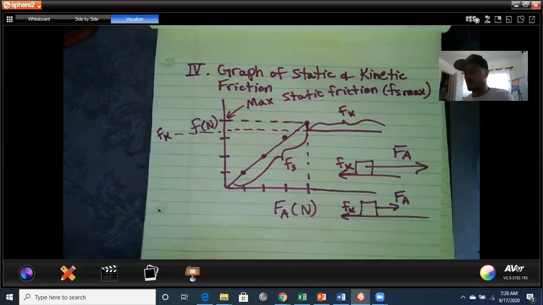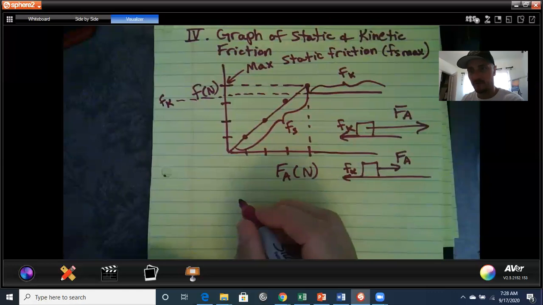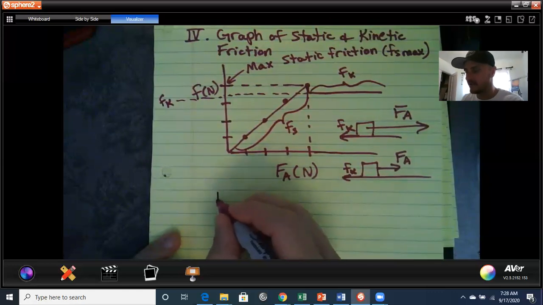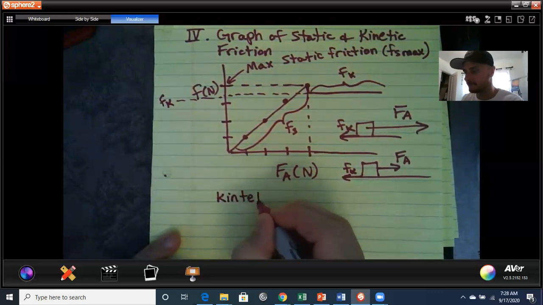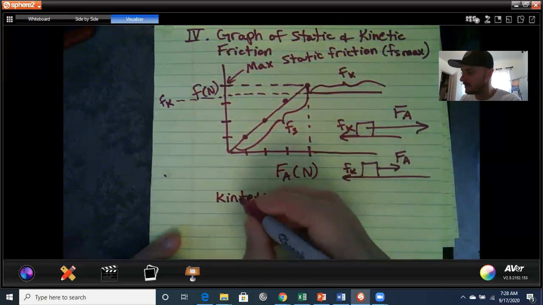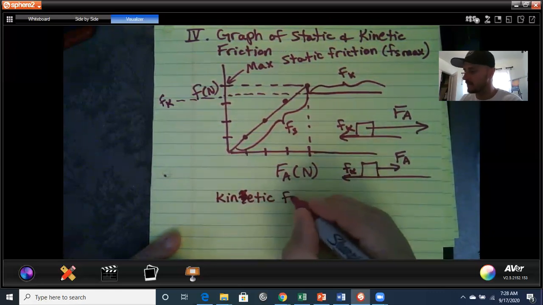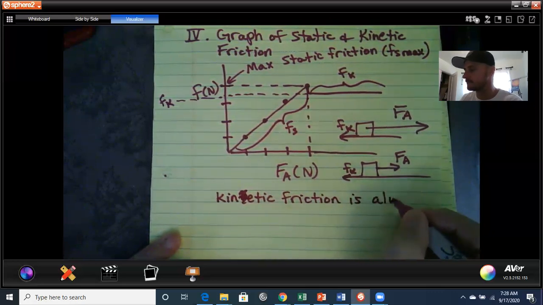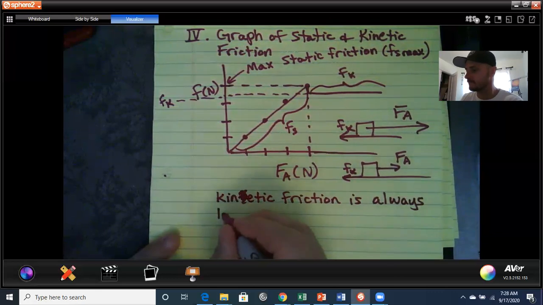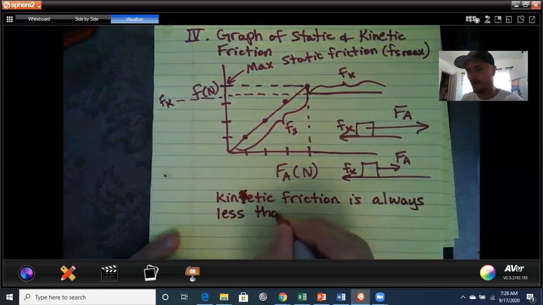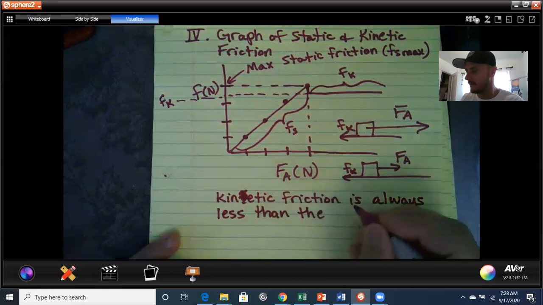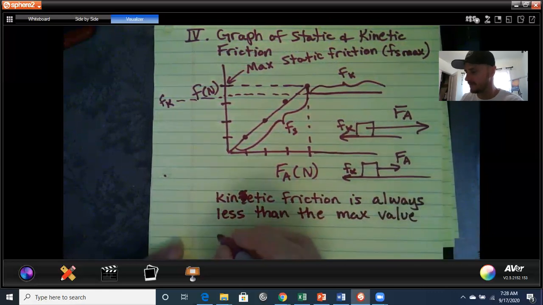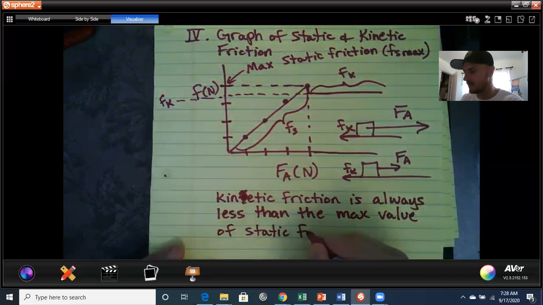Let's make the statement, because I don't think I made it obvious enough in the previous part of the notes. We will say this: kinetic friction is always less than the max value of static friction. A lot of concepts here, guys, a lot of concepts.